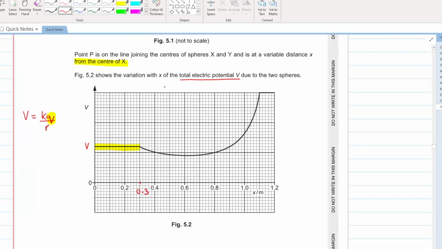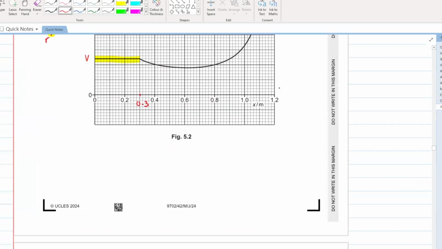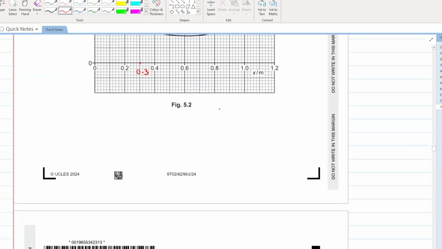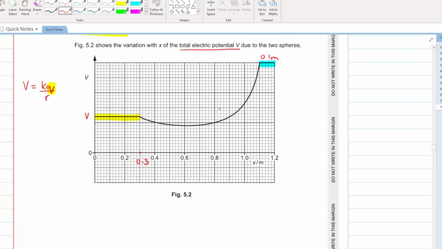Now let's move here. If you see, the radius of charge Y is what? Going from 1.1 to 1.2, the radius of charge Y is 0.1 meters. You can write it here: radius of charge Y is 0.1 meters. What is the third conclusion that you can give here?